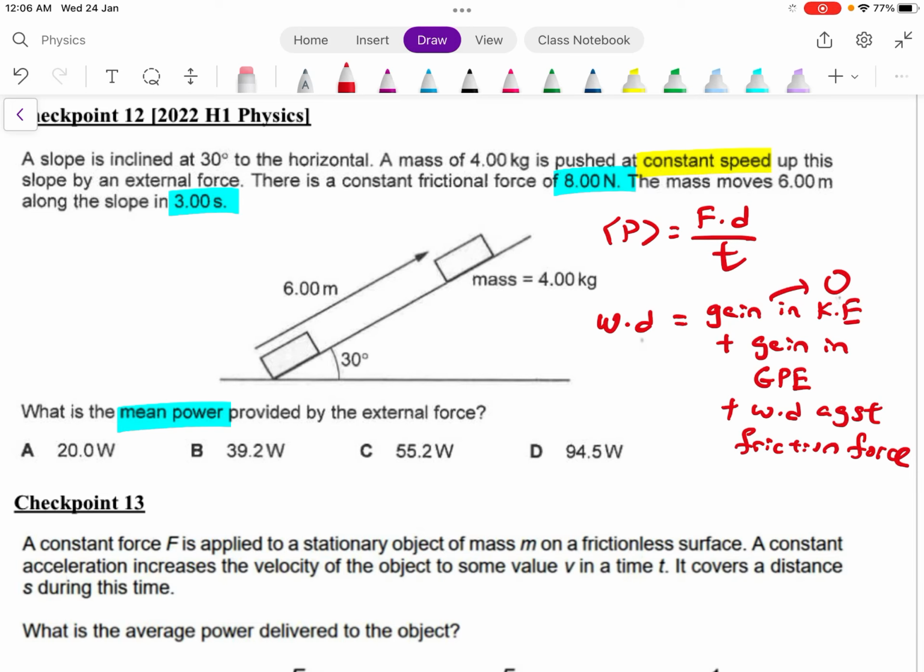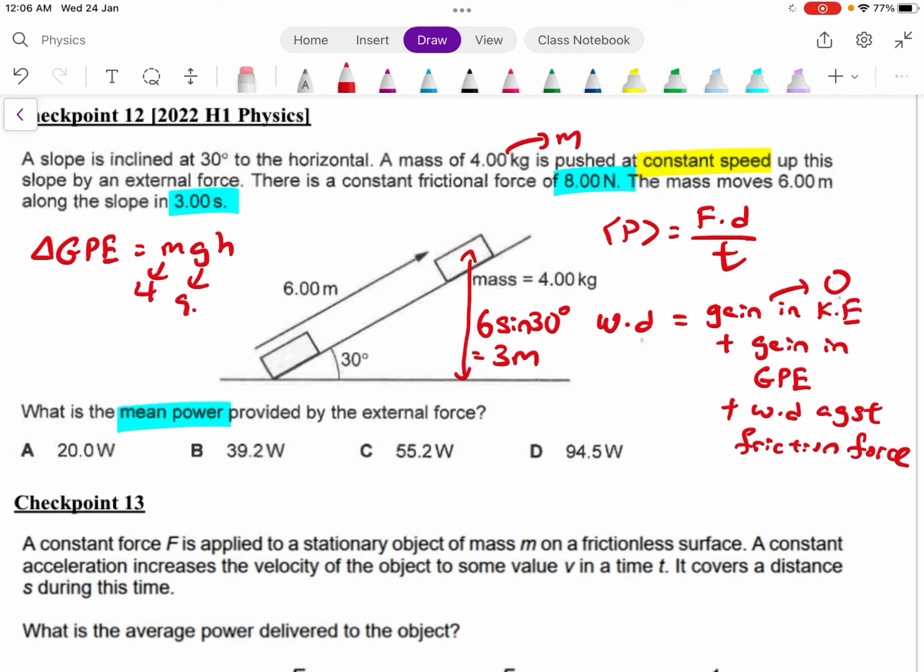So what about the gain in GPE? We know that the mass is 4 kg. I gain a height which is the opposite side, so it is 6 sine 30, which gives roughly 3 meters. Just use mgh. So gain in GPE is equal to mgh. The m is 4, the g is 9.81, the h is roughly 3 meters. This will give about 117.72 joules. So that's the gain in GPE.